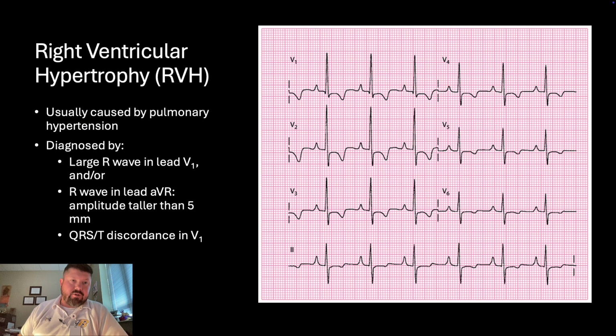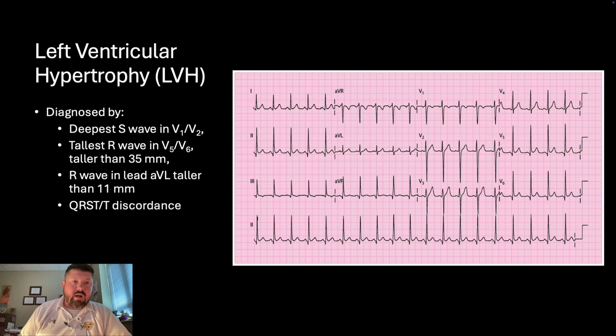With right ventricular hypertrophy, this is caused by pulmonary hypertension. So typically, again, you got your right-sided heart issues caused by some type of pulmonary issue. So in this case, the pulmonary artery pressure has increased, which leads to the right side working even harder. So I see the QRS-T discordance in V1. So remember, that's going to be an upright QRS or an R wave that's upright and an inverted T wave. R wave in lead AVR, the amplitude's taller than 5 millimeters. We don't have an AVR here, but we've also got a very large upright R wave in V1.